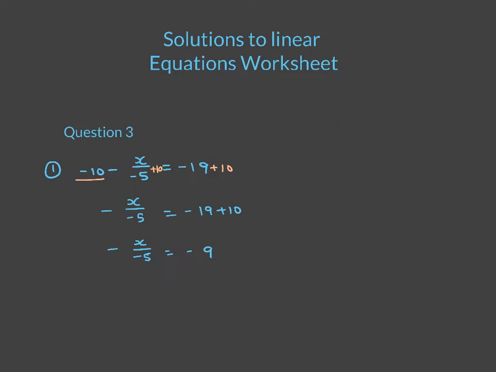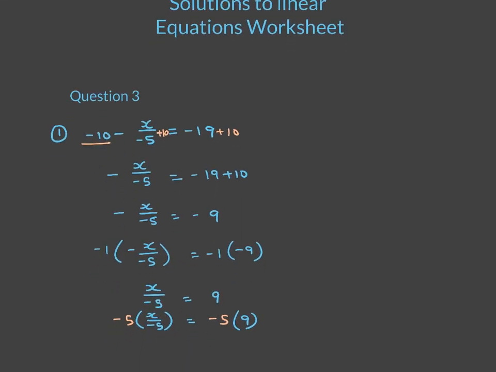We can now multiply or divide both sides of that equation by minus 1. So that means if we multiply minus 1 to the left hand side, there we go, multiply minus 1 on the right hand side. That means it is x over minus 5 is equal to 9. Now we can multiply negative 5 on both sides of the equation. And what do we get then? X then is equal to negative 45.